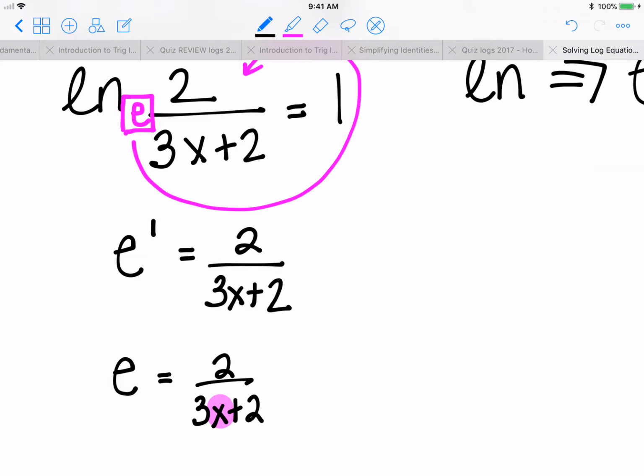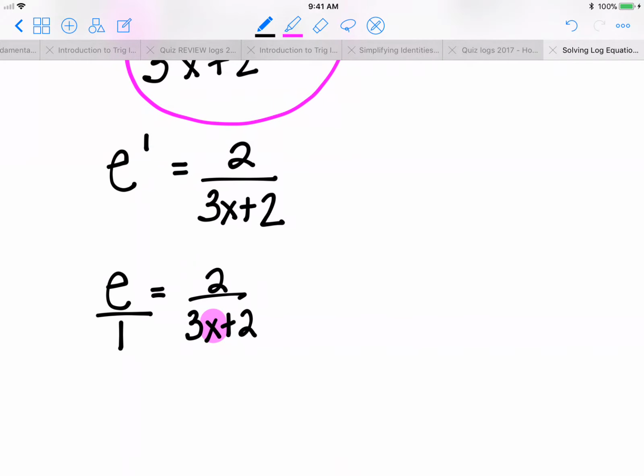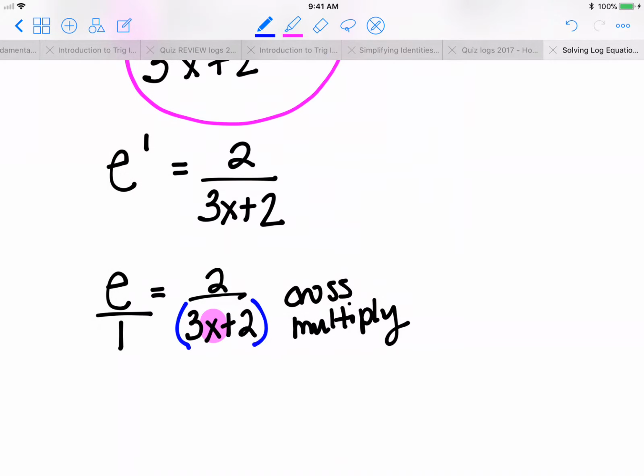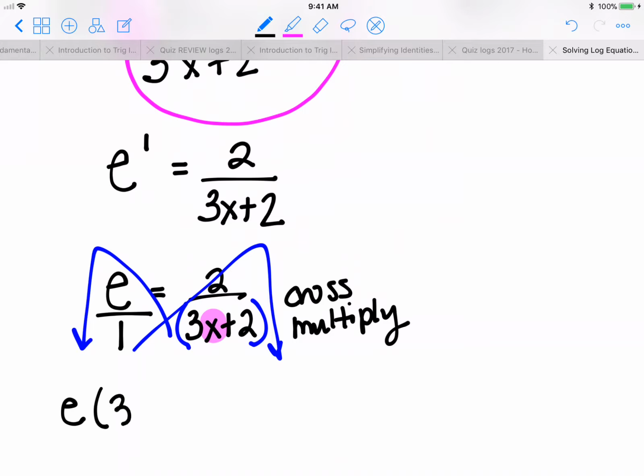So there's a couple ways you could do this. You could put it over 1. I think this is the easiest one. So you can put e over 1 and then cross multiply. I think this would be the easiest for everyone. So if we cross multiply here, remember this is kind of in parentheses, so cross multiply here and cross multiply here. So then we get e, parentheses, 3x plus 2 is equal to 2.